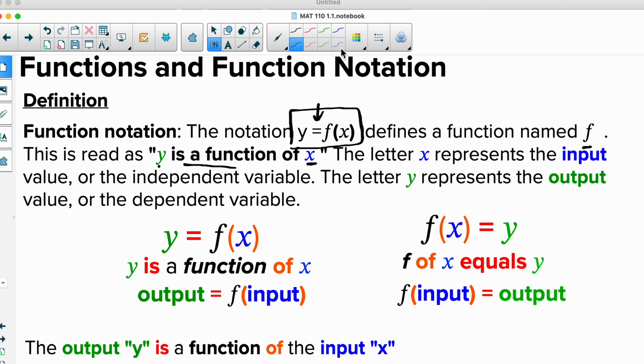So again, if we go back to our inputs and outputs, the letter x represents my input. The input is always going to be inside the parentheses, okay? So you can remember that the input is the thing inside the parentheses. And that, again, we can also call the independent variable. It's my independent variable. The letter y is my output, or my dependent variable.